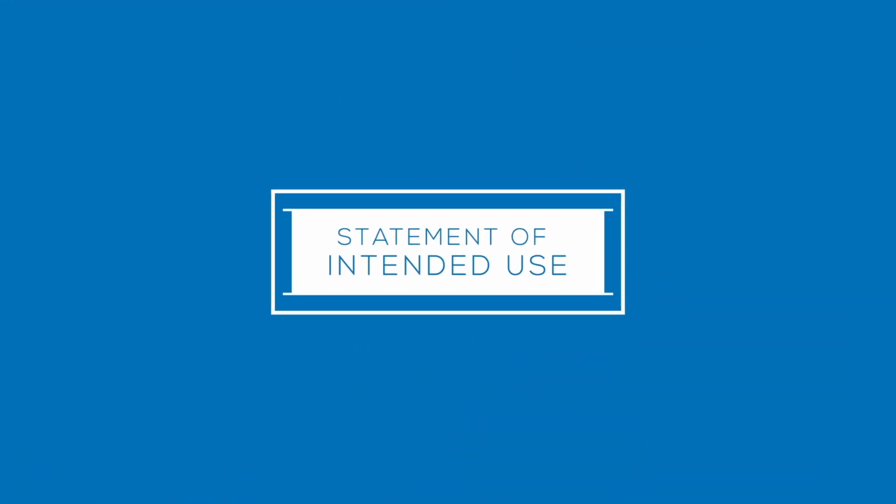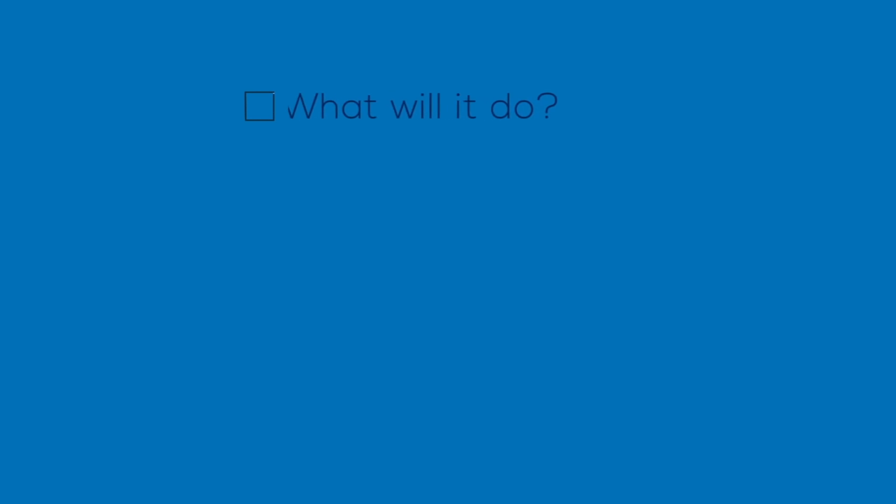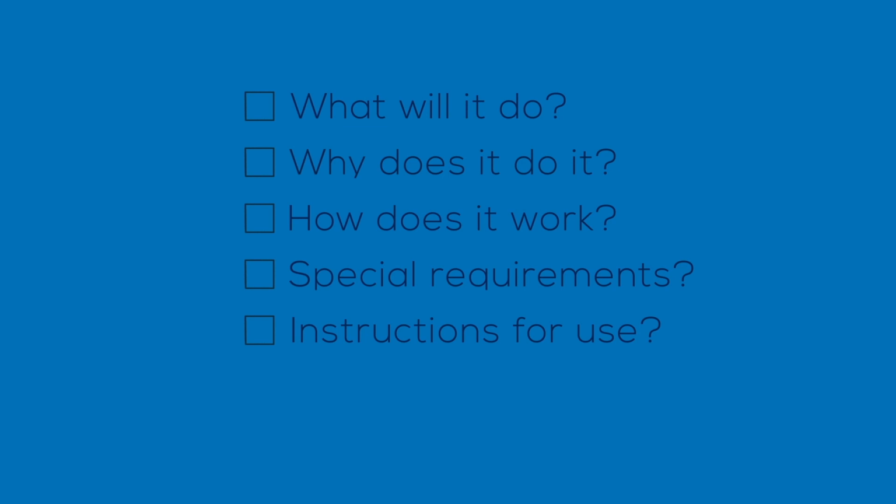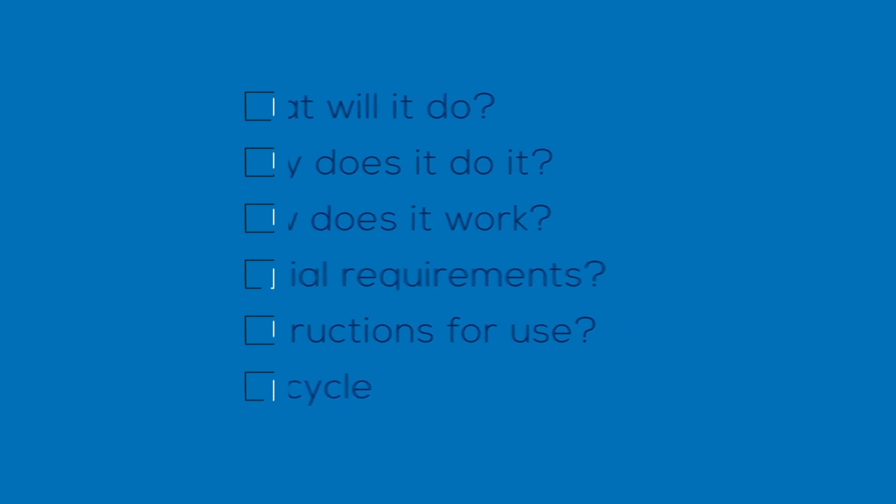To summarize, the statement of intended use is the starting point of the design specification and seeks to address 6 potential questions about the device. What will it do? Why does it do it? How does it work? Are there any special requirements for the device? Simple instructions for use and information regarding the device's life cycle. Next, we move to the device description.